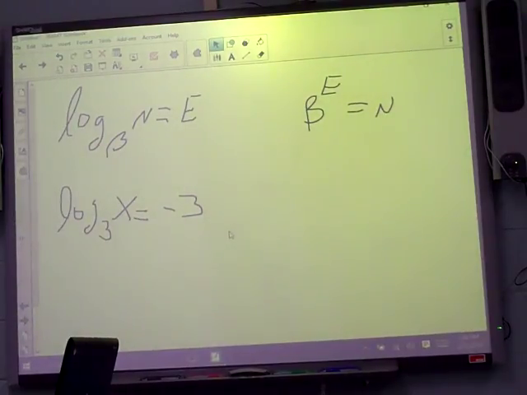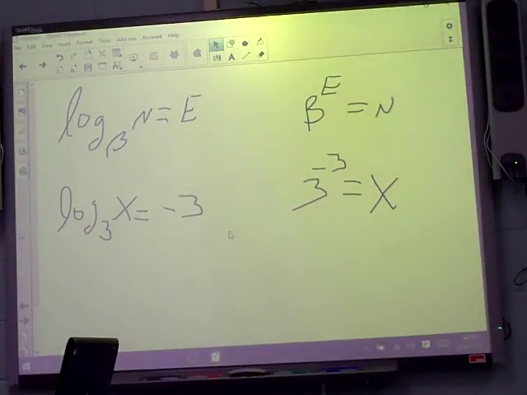So what we'll do to start solving when that's in log form is to rewrite it in exponential form. So I got to have a b, an e, and an n. So looking at log base 3 of x, what is my b? What's in the same spot as the b? 3. Good job. What is my e? Negative 3. What is my n? X. So we'll write 3 to the negative 3 is equal to x.